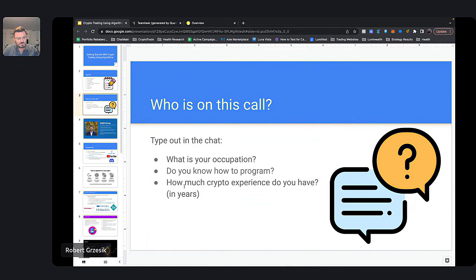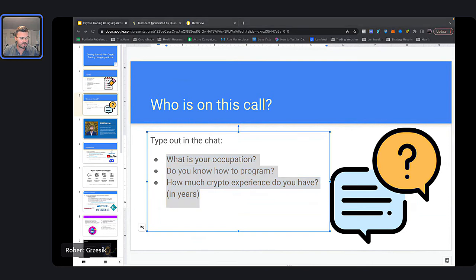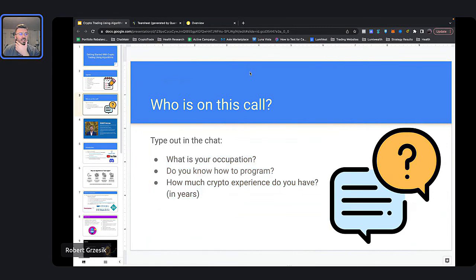So if you guys could type these out in the chat, there's the chat there you can click on. I'm going to put these into the chat as well, just so you have them there. If you can write that out, as soon as you type it out, I'll address what you're writing there. It'd be great to get to know you guys as well. All right.